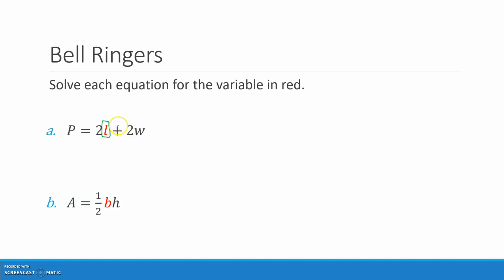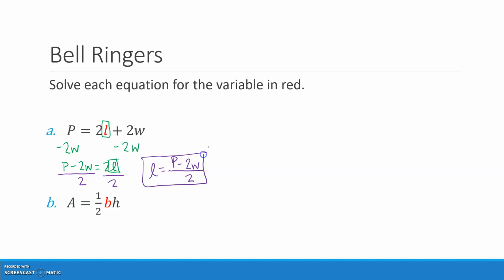I need to start by getting rid of anything that's added or subtracted. So I'm going to subtract 2w. I get p minus 2w equals 2l. And then I need to get l by itself. Since l and 2 are being multiplied, I'm going to do the opposite operation and divide everything by 2. And I get l equals (p minus 2w) all over 2. That would be our answer for the first one.